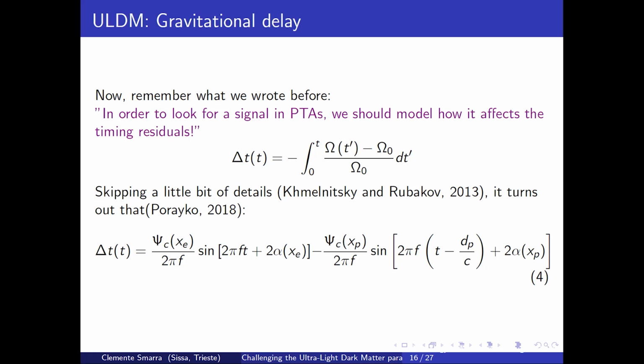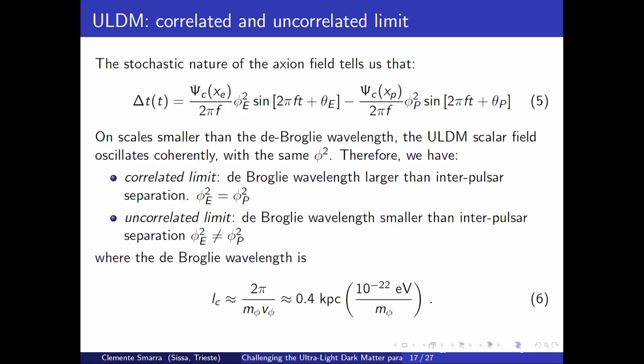And skipping a little bit of details, the final formula is the one you can see on the bottom. It basically depends on the amplitude of the potential, which is psi c, on the mass of the dark matter, which is written as 2 pi f, and on the phases of this scalar field at the Earth and at the pulsar. And if you account for some stochasticity in the axion field, you have to modify the formula a little bit with this phi coefficient here.